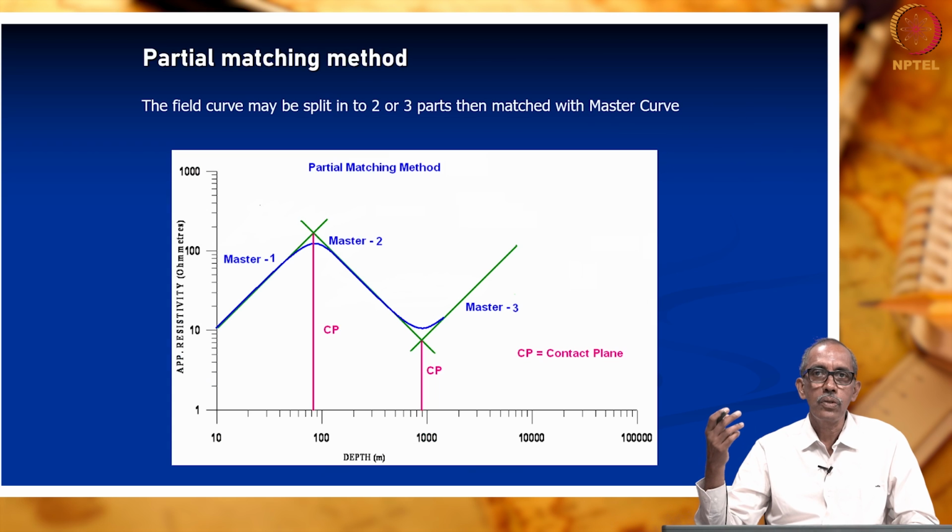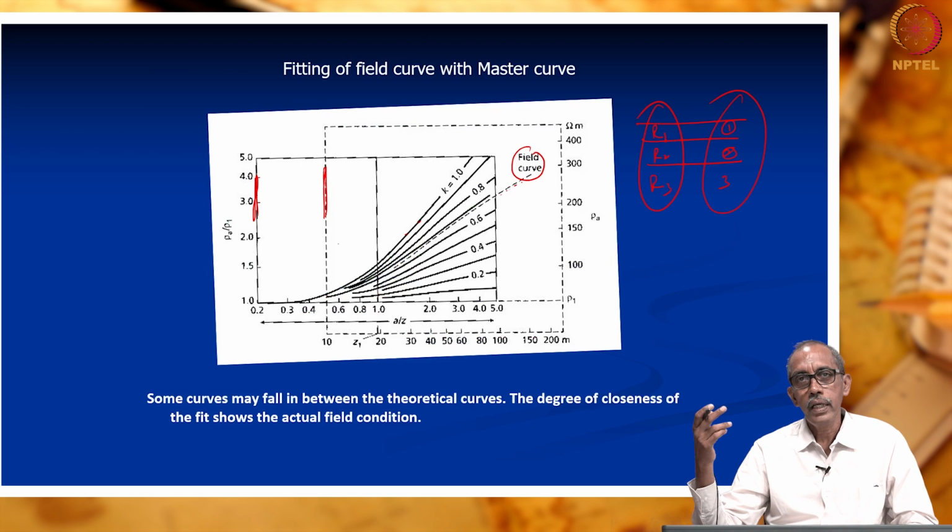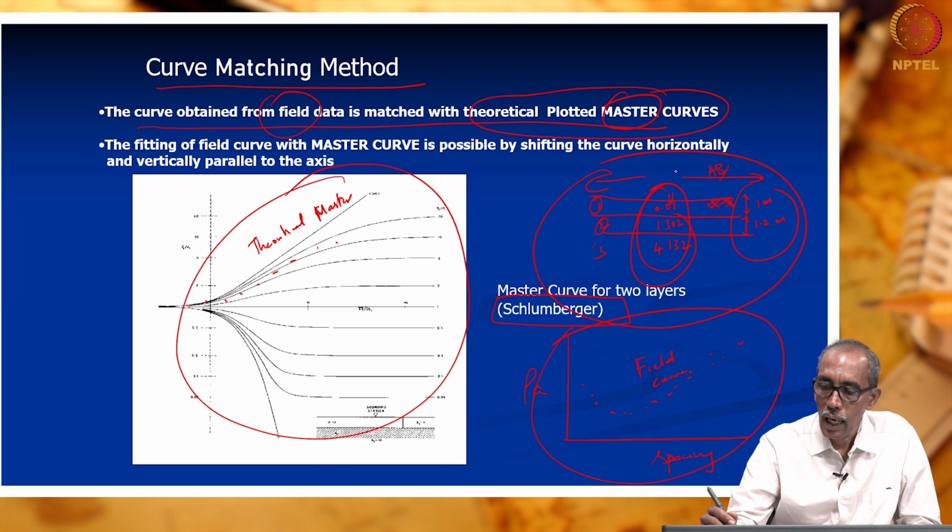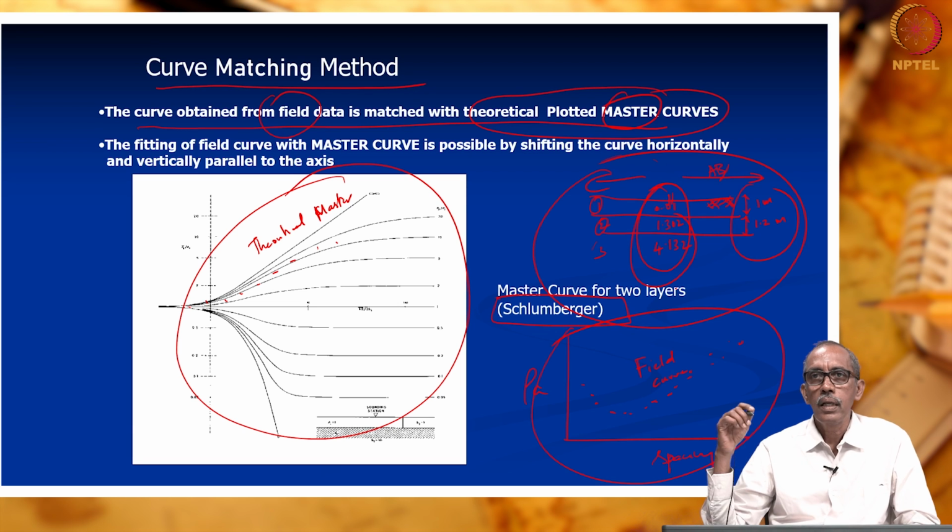The same is today also possible by what is known as partial curve matching, right. Why do we need to go in for partial curve matching? When we assumed and prepared theoretical curves, it is really difficult to assume more than 3 layers because the computations were done manually in those days, right.